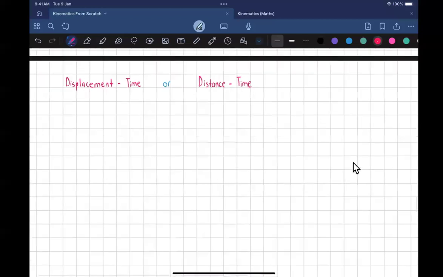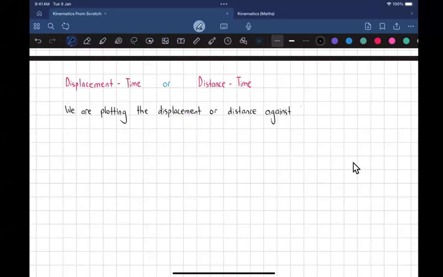So in a displacement time graph or a distance time graph, this is what we're doing. We are plotting the displacement or distance against time. So this is what the graph will look like.